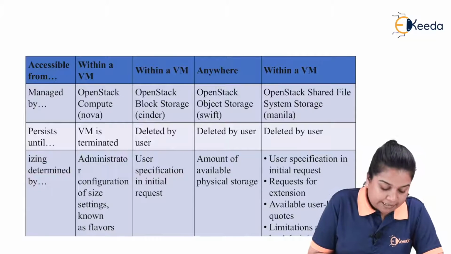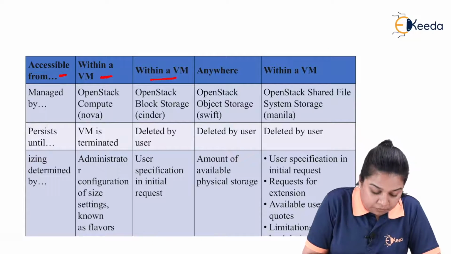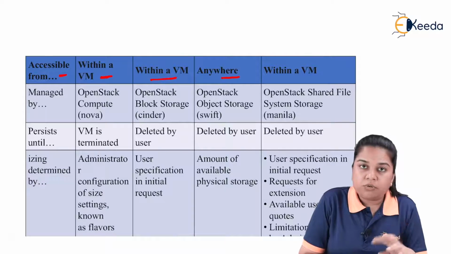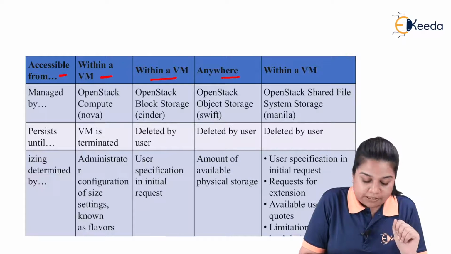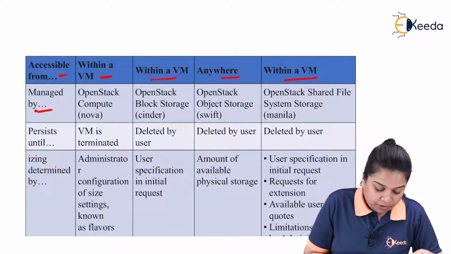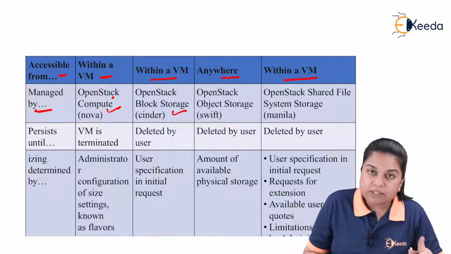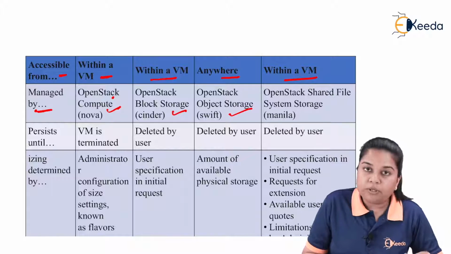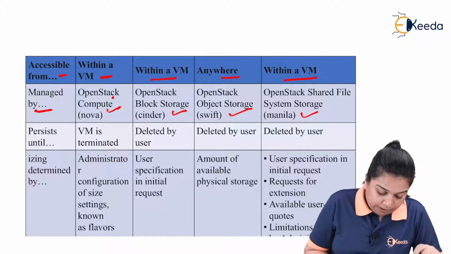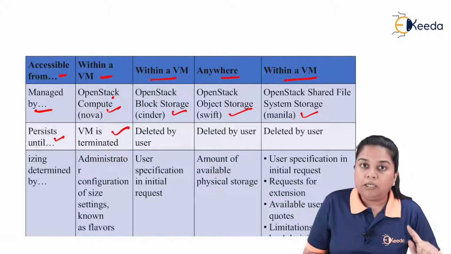Another format is accessible from ephemeral storage within a virtual machine. Then within a virtual machine, again in the object storage, block storage anywhere, and then shared file system within a virtual machine. Then managed by, again with the storages, we have OpenStack Compute in ephemeral, then OpenStack block storage Cinder, OpenStack object storage Swift, OpenStack shared file system storage Manila. Then again persists until, in ephemeral storage, the virtual machine is terminated.